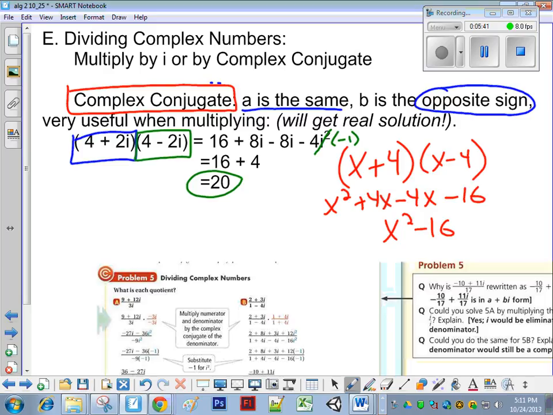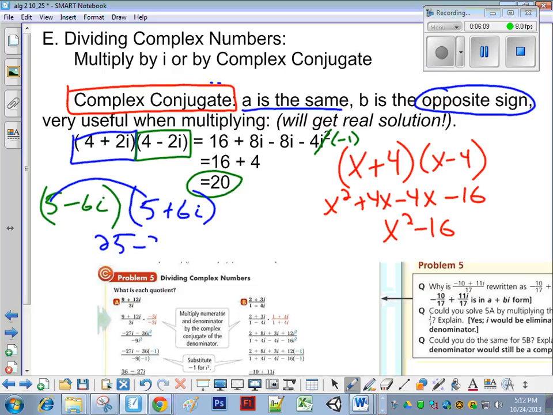Let's try another one. How about 5 minus 6i? First of all, the complex conjugate will be the same real part, but the opposite imaginary part. I'm going to multiply 5 times 5, and I'll get 25. Now, the middle terms cancel out, so I'm not going to bother with them. Negative 6i times positive 6i is minus 36i squared. And then I'll let i squared be negative 1. So it's basically 25 plus 36, or that particular answer would be 61.